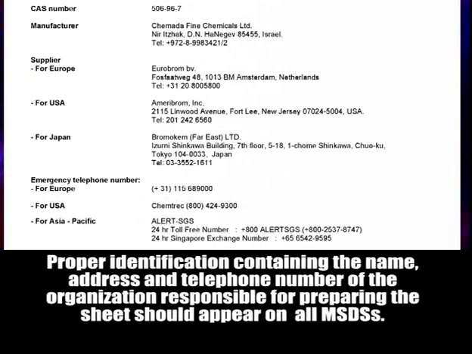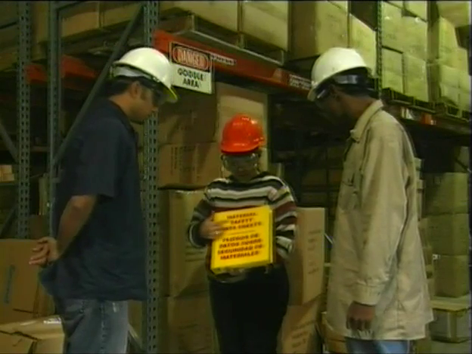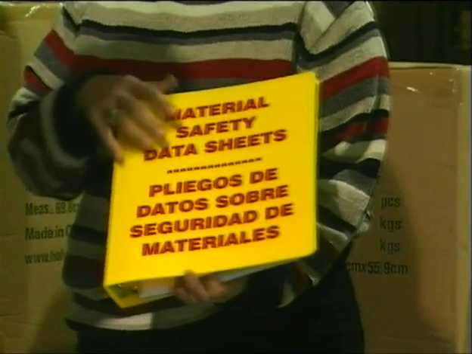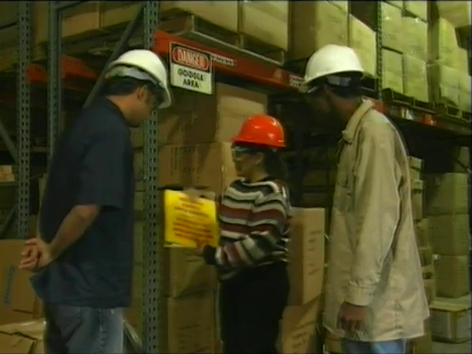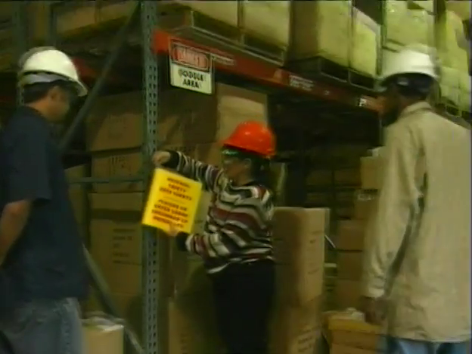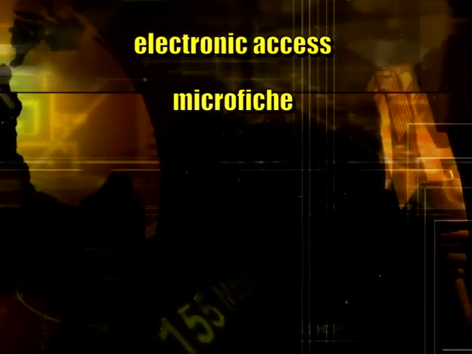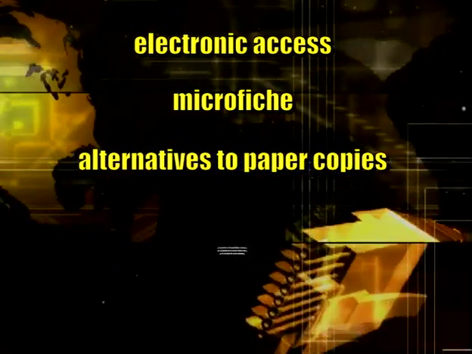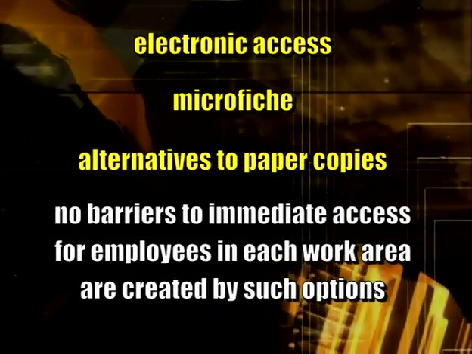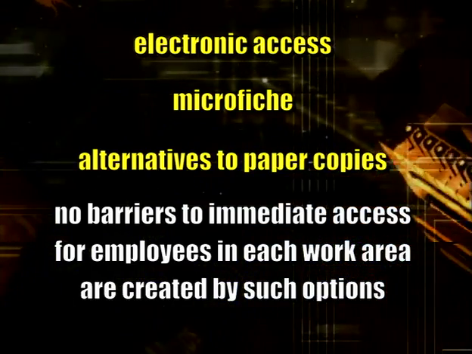The proper identification containing the name, address, and telephone number of the organization responsible for preparing the sheet should appear on all MSDSs. Employers must maintain copies of the MSDSs for each hazardous chemical and must ensure that they are readily accessible during each work shift to employees in their work area. Electronic access, microfiche, and other alternatives to paper copies are permitted as long as no barriers to immediate access for employees in each work area are created by such options.